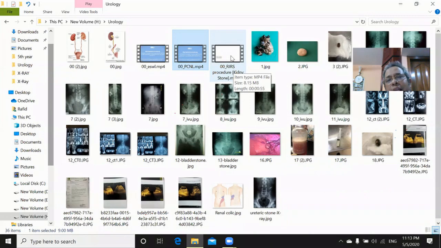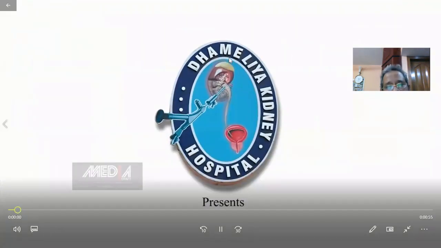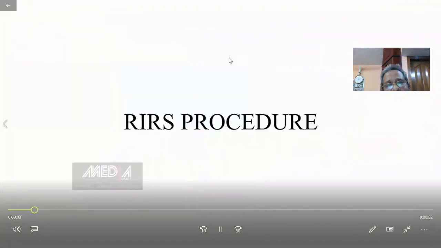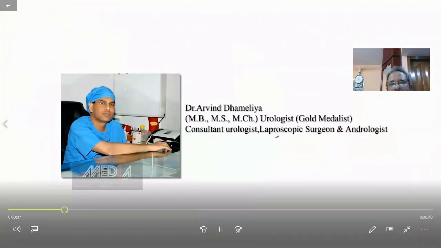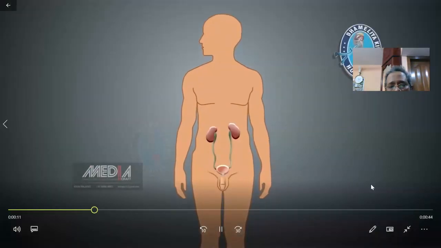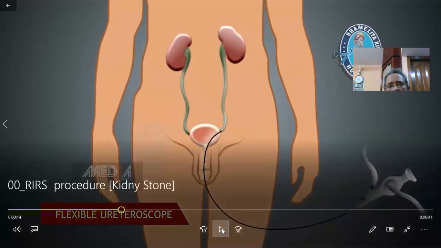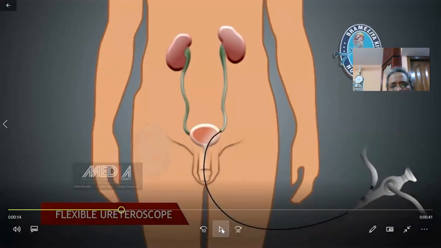This is another one, RIRS. That means retrograde intrarenal surgery. Retrograde intrarenal surgery. This is one of the pictures. Look, retrogradely, from the bottom, it goes up.